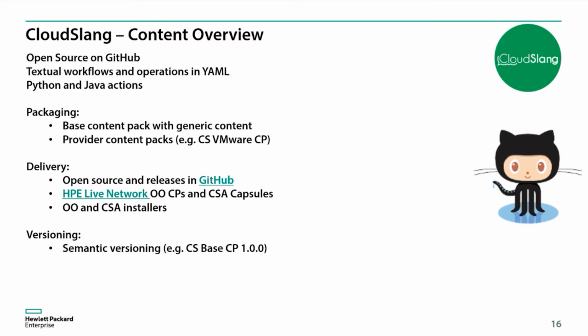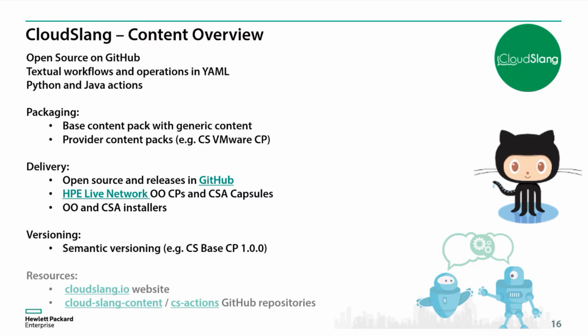So we will do particular content packs for those. It means we need to come up with a delivery plan. The delivery model, I guess, is the one you are kind of used to, right? It's either open source and releases in GitHub, and every single piece of content will get there as well. But it's also content packs and CSA capsules that will go to the marketplace, HPE Live Network. Those content packs will get into the OO and CSA installers as well. In terms of versioning, not much to mention. It's semantic versioning, like the example here, CC base CP 1.0.0.